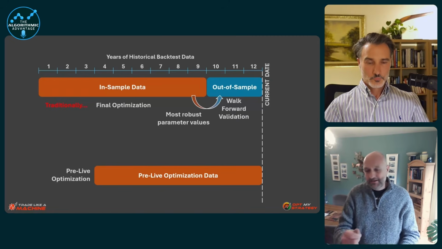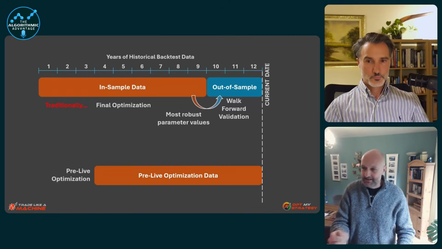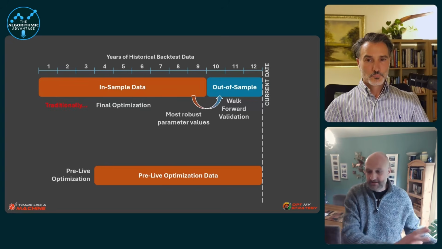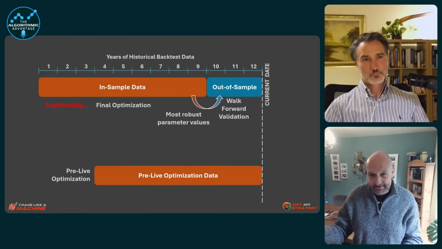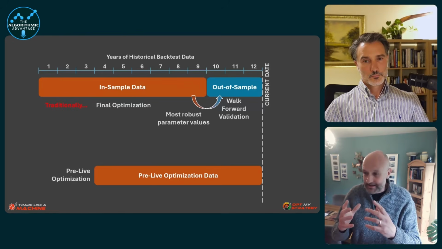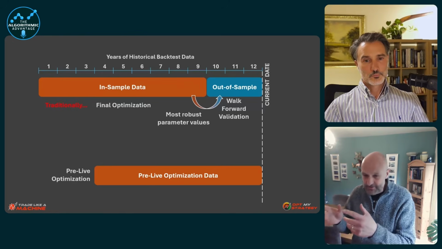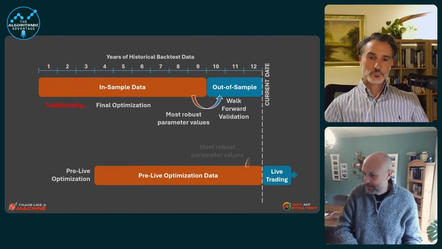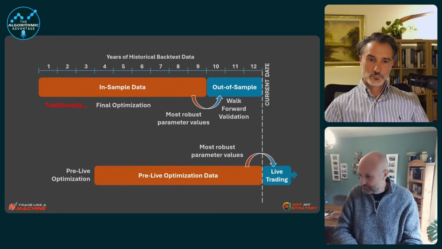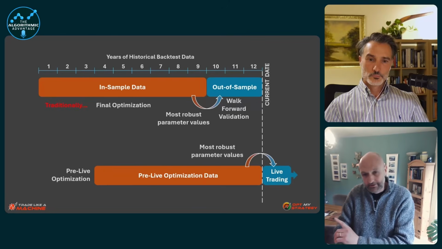Okay, so you have to be at the point at which you've either decided, no, I'm going to throw it away, so I don't need to do this, or yes, I validated it on the out of sample. It is good enough to trade, and so now I perform a pre-live optimization. The difference now is that when you select your most robust parameters, these are what you're going to use in your live trading.